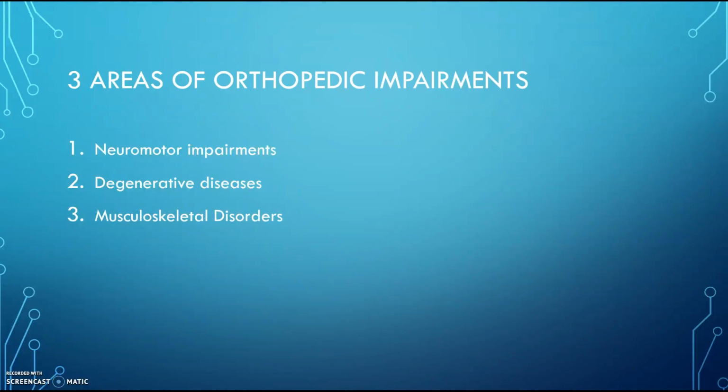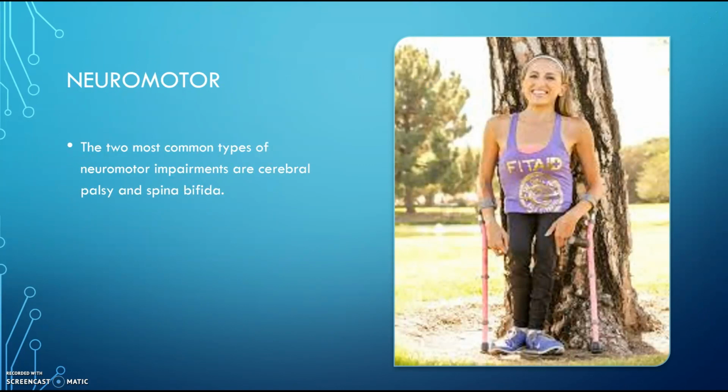So there are 3 areas of orthopedic impairments that are defined. The first is neuromotor impairments, the second is degenerative diseases, and the third is musculoskeletal disorders. So we're going to talk about each of those. So neuromotor. The 2 most common types of neuromotor impairments are cerebral palsy and spina bifida. This woman here has spina bifida, and obviously it's difficult for her to get around, so that would be hard for her at school if there's stairs, or also just sitting in classroom desks. It might be difficult for her and uncomfortable.